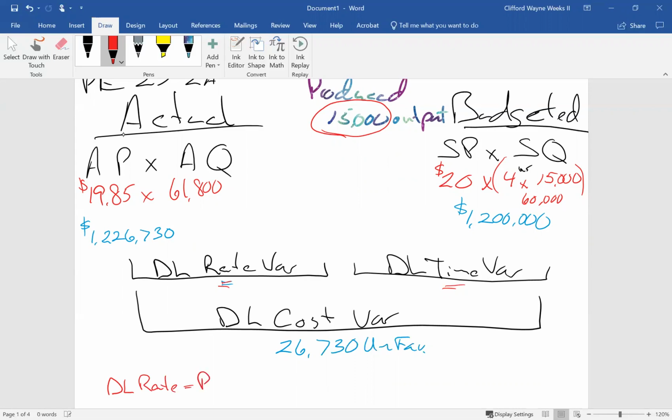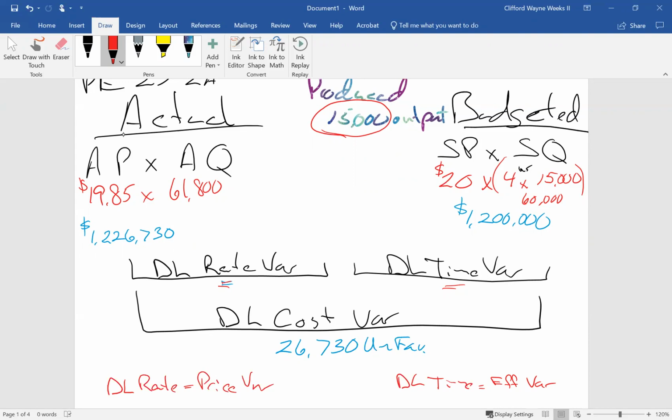The direct labor rate is really a price. So if you get out of this textbook, know that rate and price are the same thing. Over here we have the direct labor time variance. Outside of this textbook, this is called an efficiency variance. So we need to figure out which was the rate and what was the time.